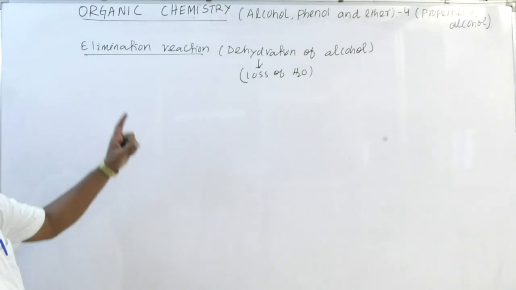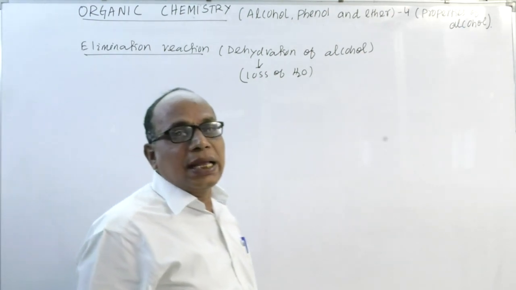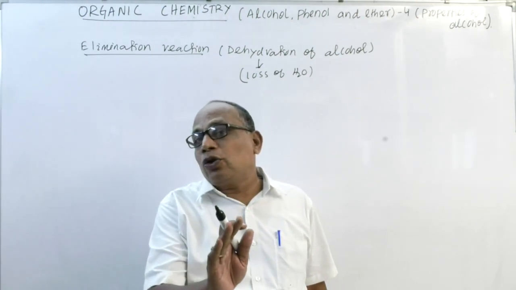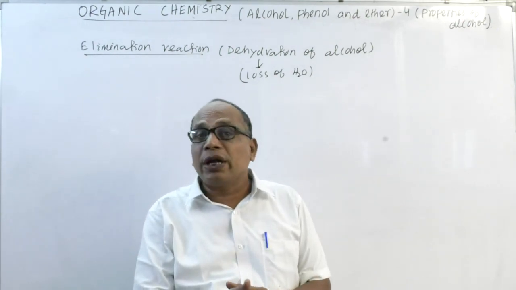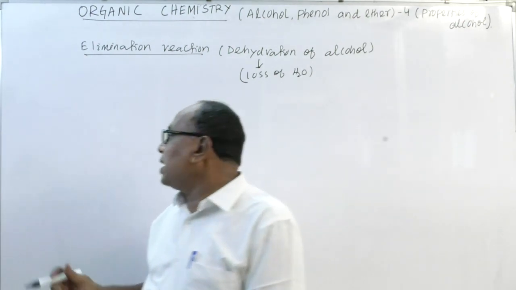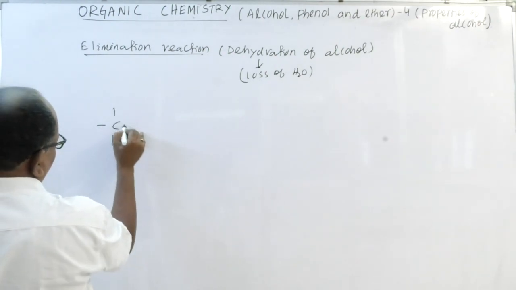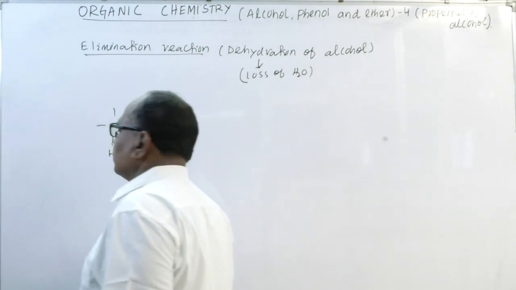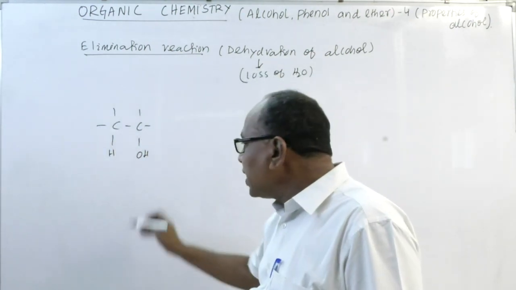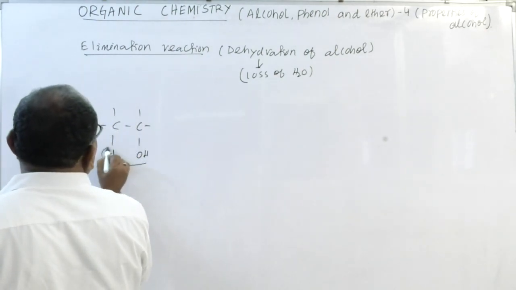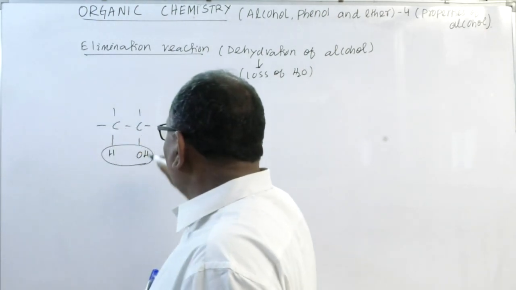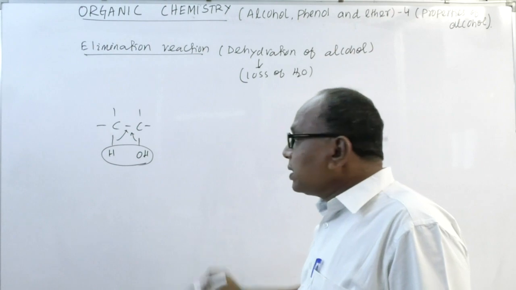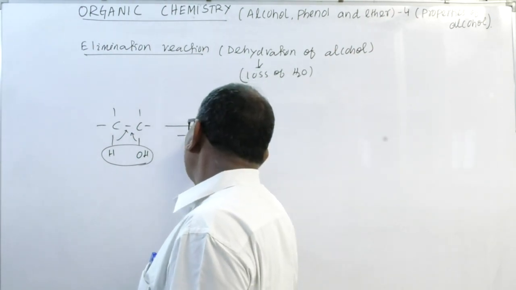Okay, so what do you mean by this elimination reaction? I already discussed that the elimination reaction means one type of beta elimination: two atoms or groups are eliminated from consecutive carbon atoms. As the alcohol possesses the OH group, it loses a molecule of water, then this bond and this bond come to a double bond. It means it loses a molecule of water.